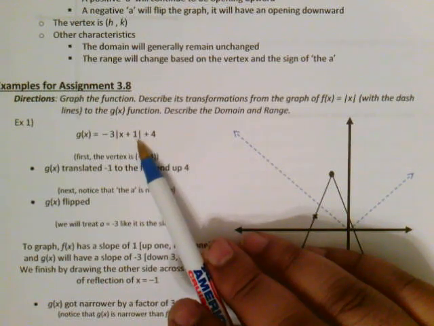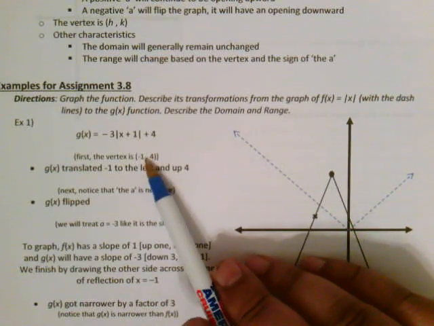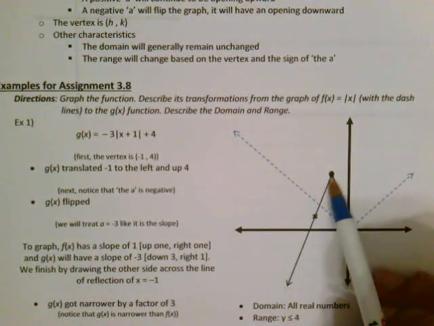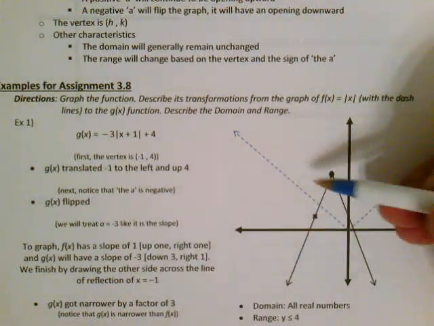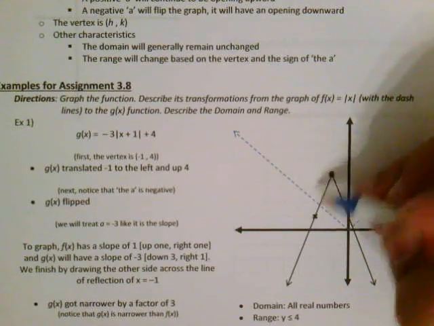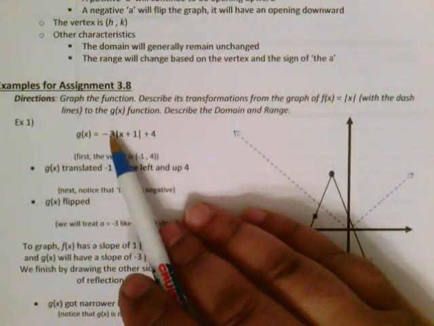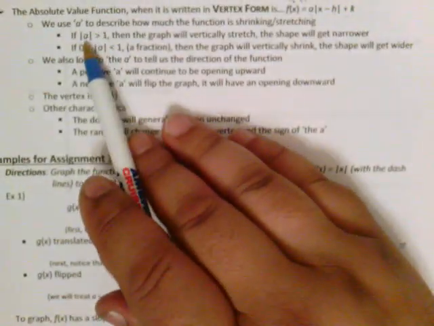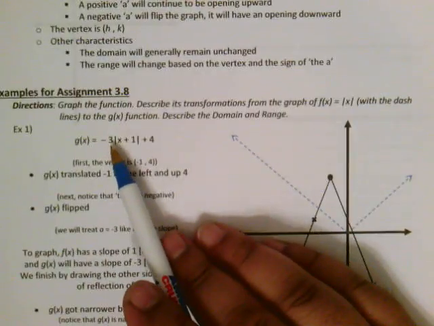This is our vertex, right? If that's a 1 and that's a 4, our vertex is (-1, 4). There's our dot. Now, it also has a negative in front, which means it got flipped upside down. So it's going to go upside down. It also has a 3. Now that 3 is what we might call our A number. Okay, that 3 is our A number.